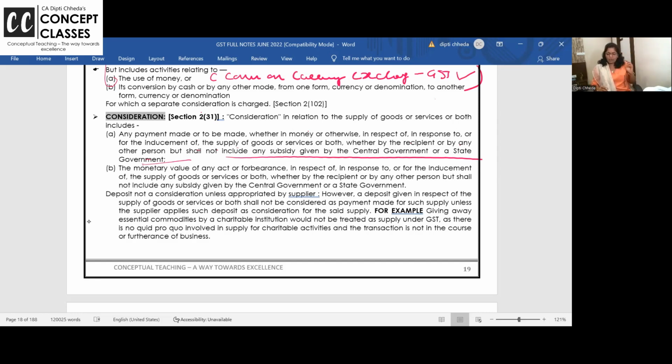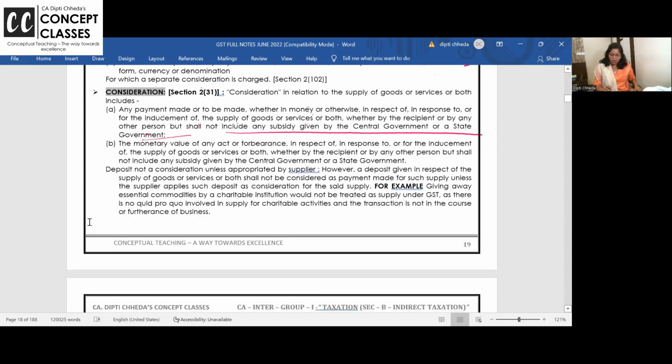Anyhow, what is consideration? Yes, what is consideration? Consideration is any payment made in money terms when you are rendering the supply of goods and services. Okay? And the monetary value of any act of forbearance in response to or for inducement of supply of goods or services, whether by the recipient or any person, but shall not include the subsidy by government. Consideration can come from a recipient also, and it can come from anyone else also. Okay? Right. One minute.